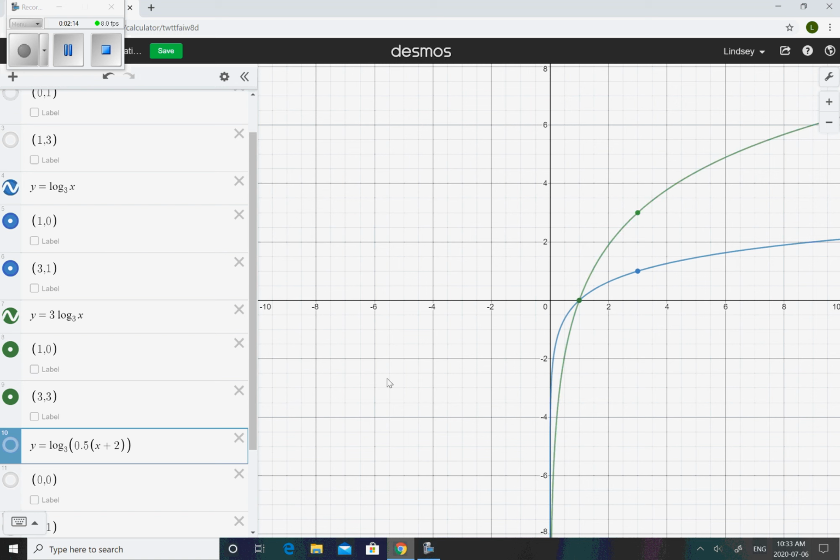And you can see that the vertical asymptote has not moved. It's still x equals 0 because we haven't shifted it to the left or to the right. So the only thing that's changed here is it's been vertically stretched by a factor of 3.